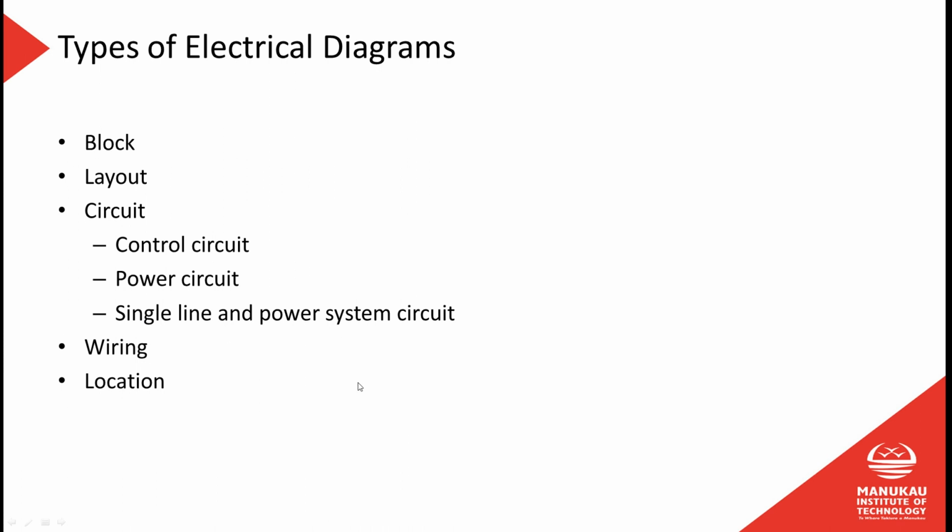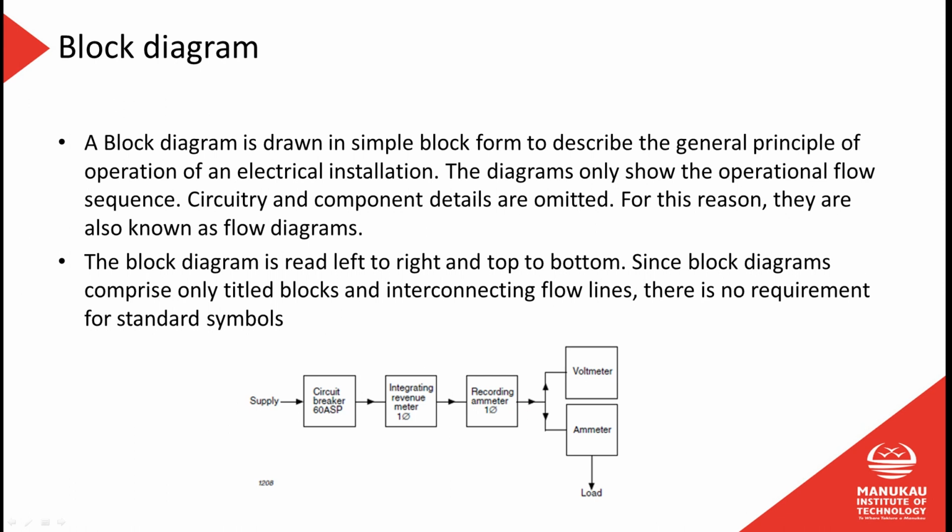These are some of the different types of electrical diagrams. I would assume that we're going to go into a little bit more detail. Yeah, here we go. So a block diagram is a simple block form to describe the general principle of operation of an electrical installation. The diagrams only show the operational flow or sequence. Circuitry and component details are omitted.